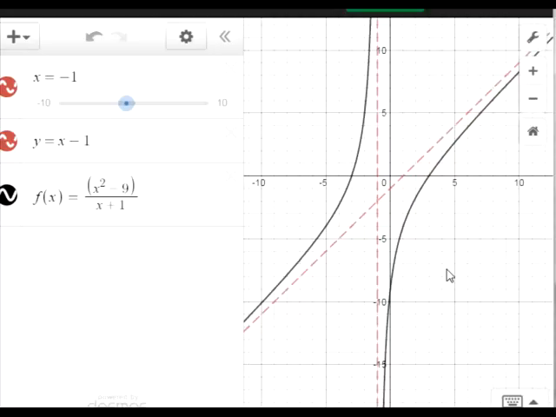Now that is a cool looking graph, and I love it. Hint, hint, test, test, hint, hint.